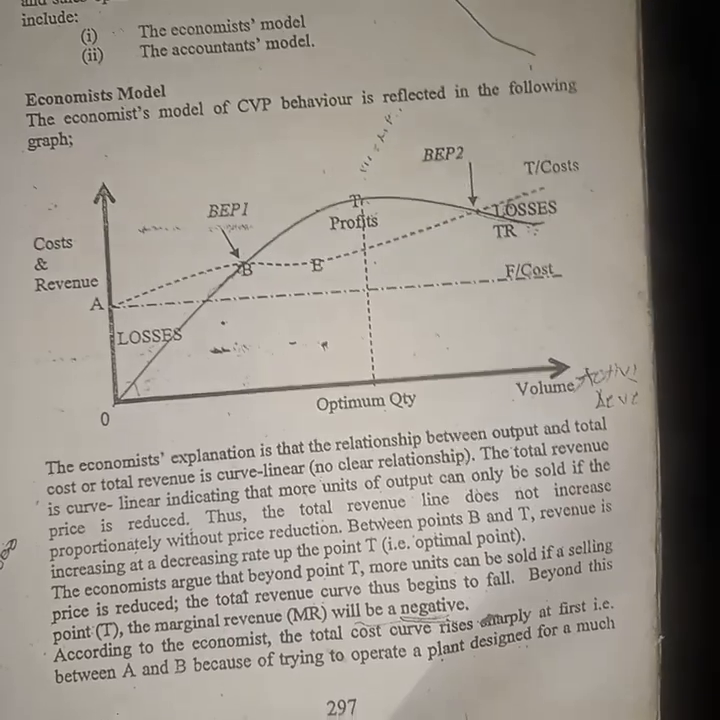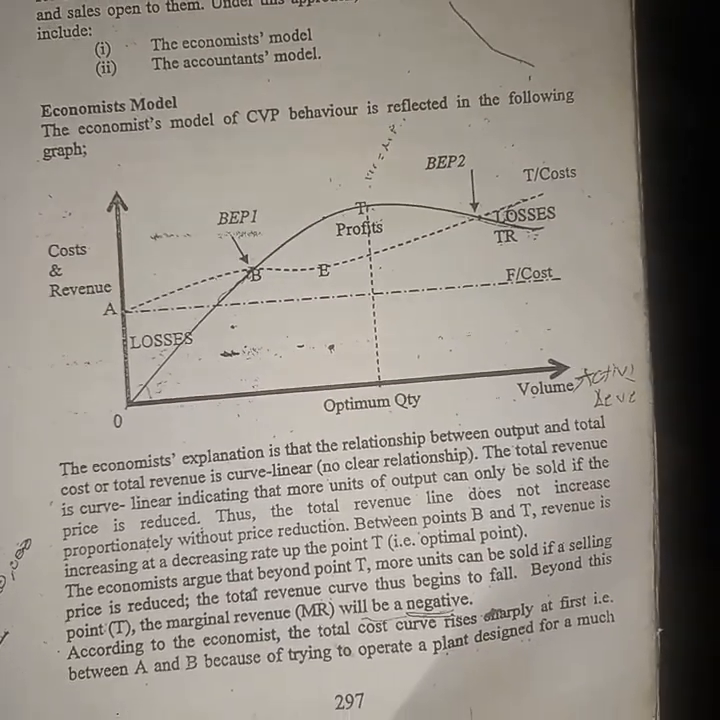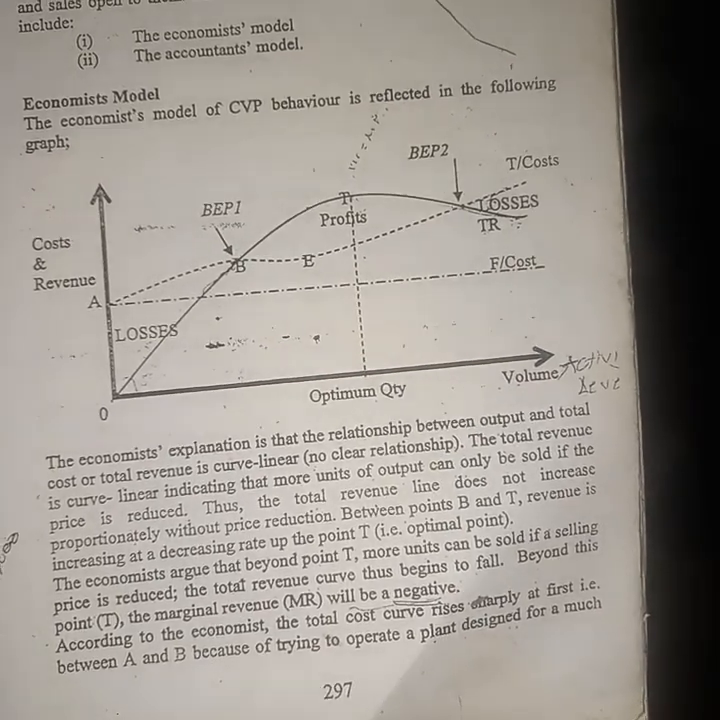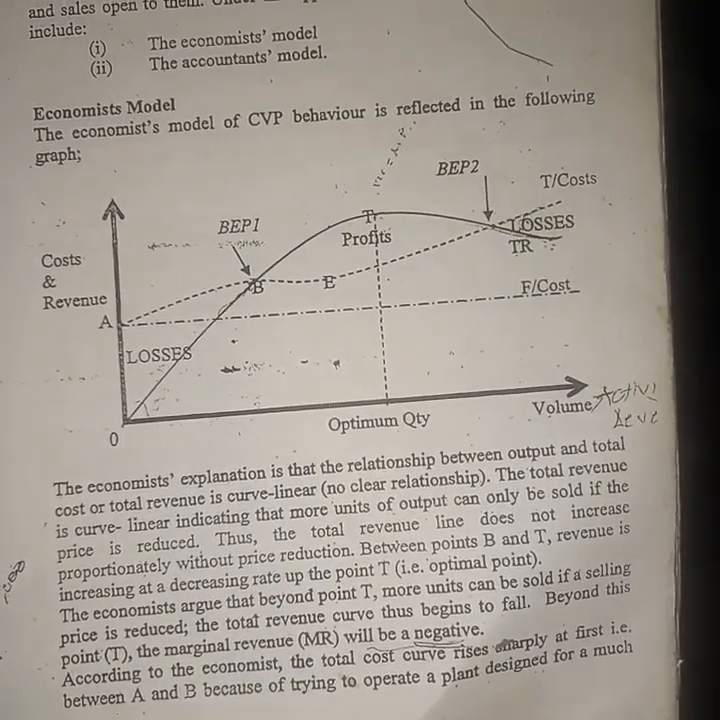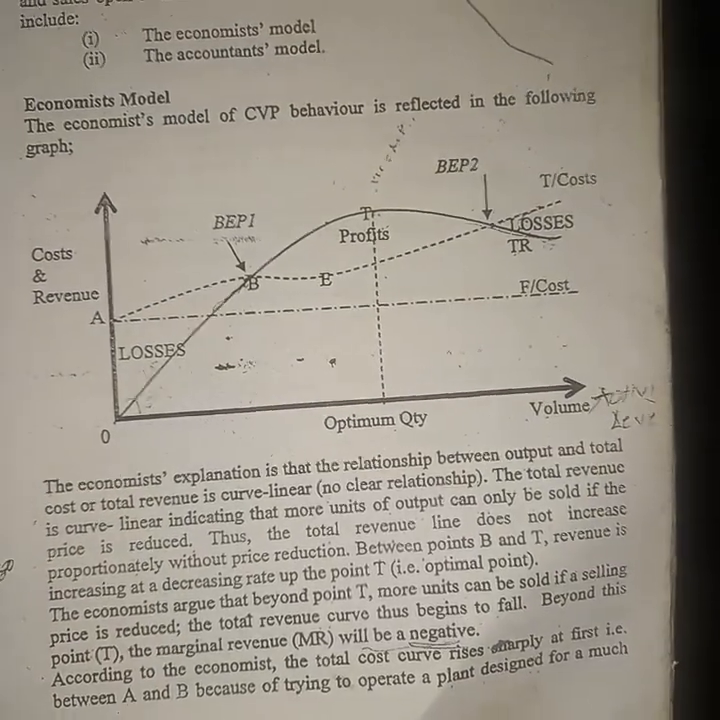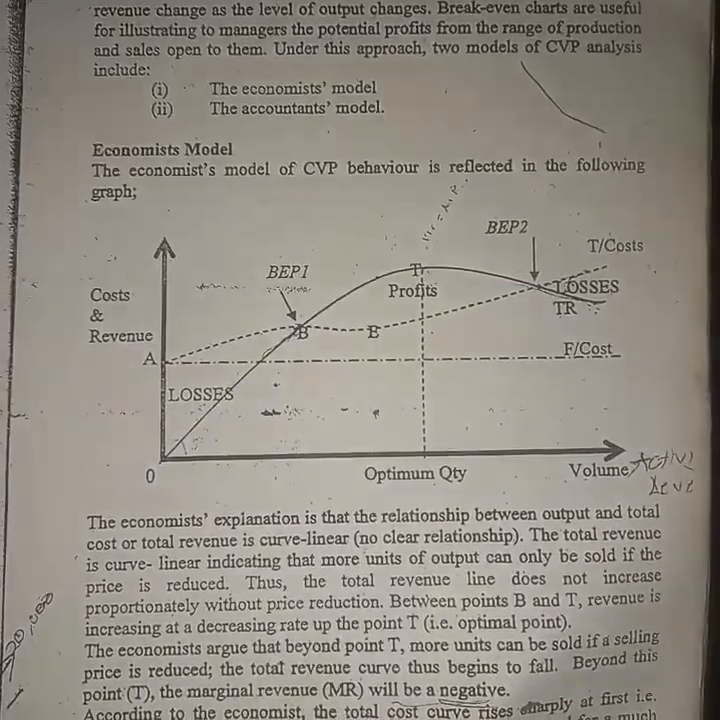So that's under the economics model. For them, they think that at the earlier stages, you're going to make losses as you're producing low quantity. You start producing high quantity, you make big profits. But then at a later stage, at the last stage, you may go back to making losses. That's under the economics model.